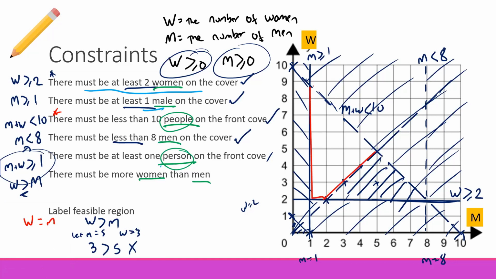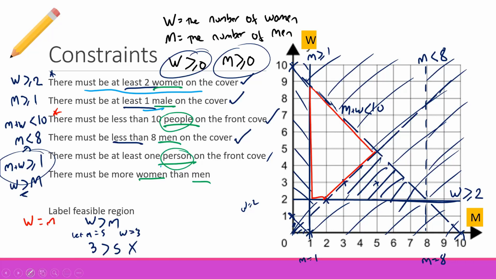And this is also, ladies and gents, why you should not shade the feasible region. If you shade the feasible region, this is going to be really hard to find because you're going to have to look for the one that is shaded the most. Whereas if you shade everything but the feasible region, it's very clear to see which one is the feasible region. The only part without any lines on it.